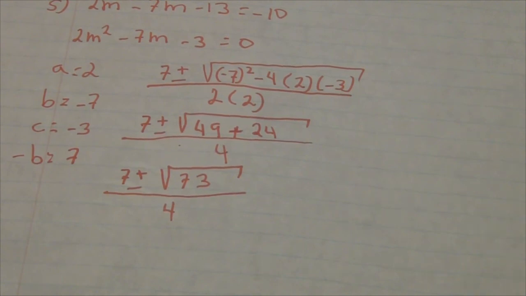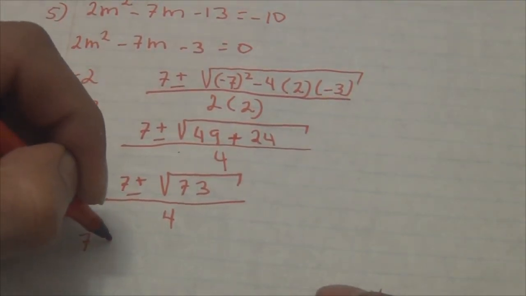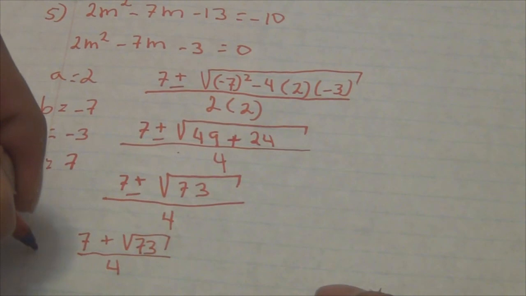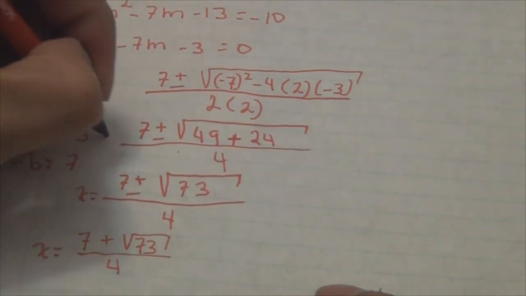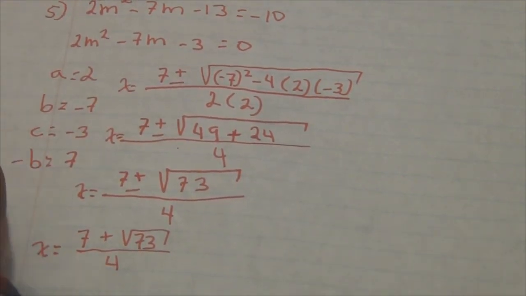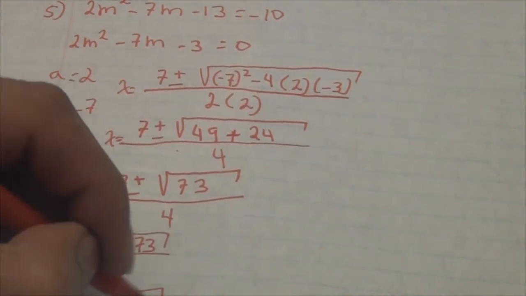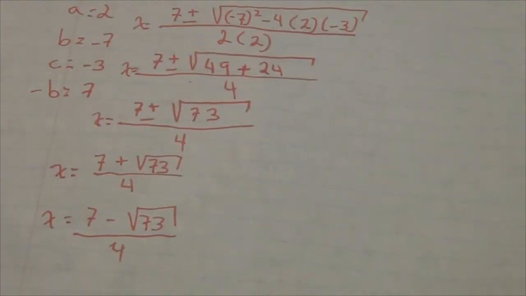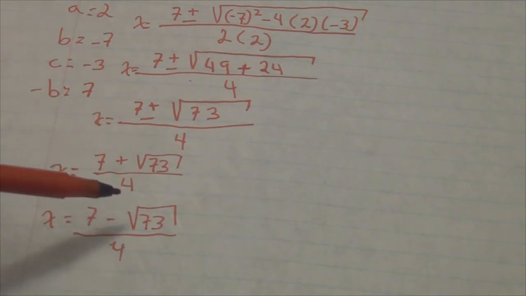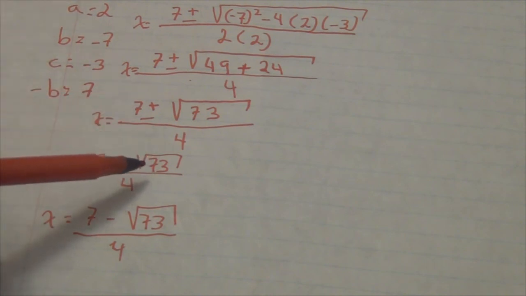So what you're going to do is the following. You're going to write 7 plus radical 73, and the whole thing over 4. X equals, I keep on forgetting, sorry. You're going to write this, and you're going to write 7 minus radical 73, or square root of 73, over 4. And this is the deal, guys. Since 73 doesn't have a perfect square root, what we do is we try to simplify the radical.